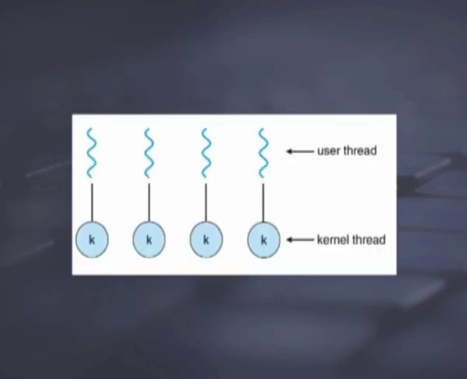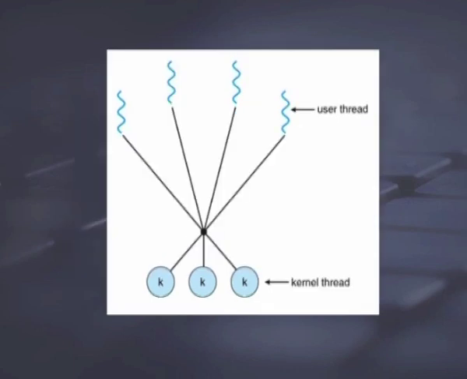One to one model. The one to one model creates a separate kernel thread to handle each user thread. Many to many model. The many to many model multiplexes any number of user threads onto an equal or smaller number of kernel threads, combining the best features of the one to one and many to one models.